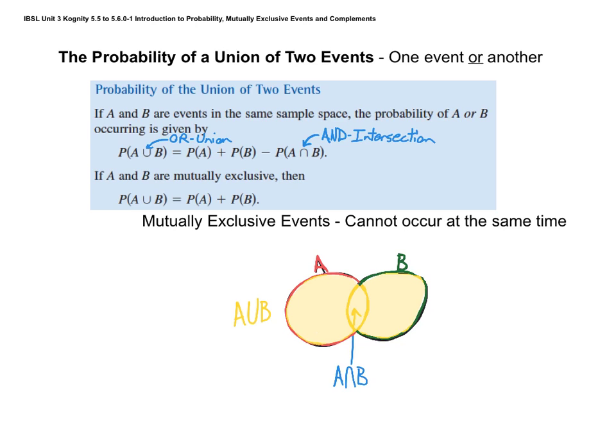Now, if A and B are mutually exclusive, that's kind of a fancy term, but it's pretty simple. Mutually exclusive events are events that cannot occur at the same time. For example, if I roll a die, I cannot roll a 2 and a 3 at the same time. It's going to land on one or the other.